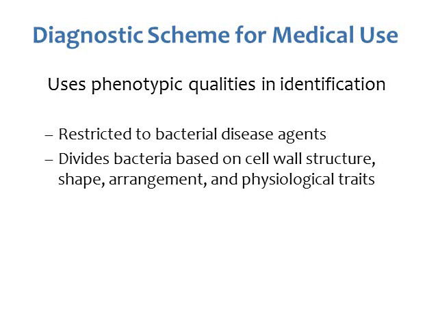So this divides bacteria based on their cell wall structure, so again, gram-positive and gram-negative. That's why the gram stain is so important. And then you're going to look at the shape of the bacteria, so if it's cocci, bacillus, spirillum, and the arrangement, so if it's a diplococcus, streptococcus, staphylococcus, and then also other physiological traits.